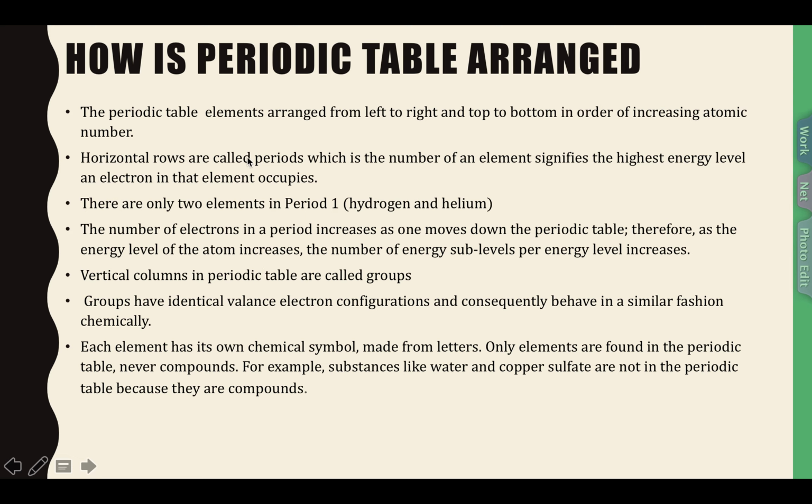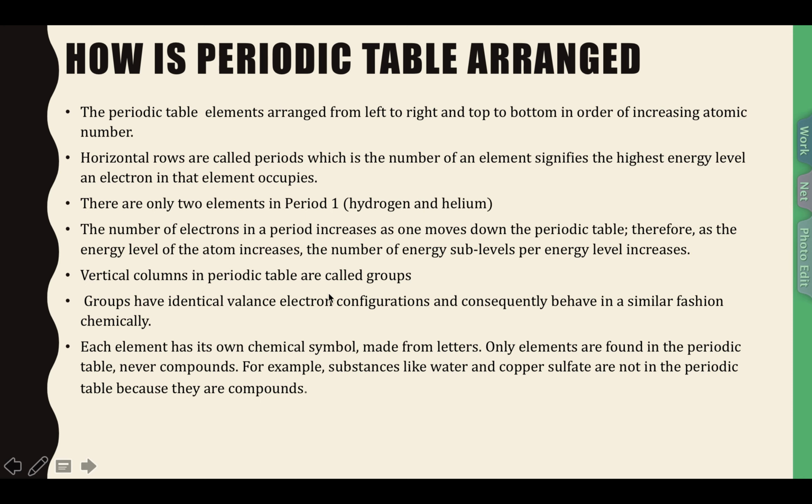The horizontal rows, which are periods, the number of a period signifies the highest energy level an electron in the element occupies. And there are actually two elements in period 1, which are hydrogen and helium. The number of electrons in a period increases as one moves down the periodic table. Therefore, as the energy level of the atom increases, the number of energy sublevels per energy level increases.